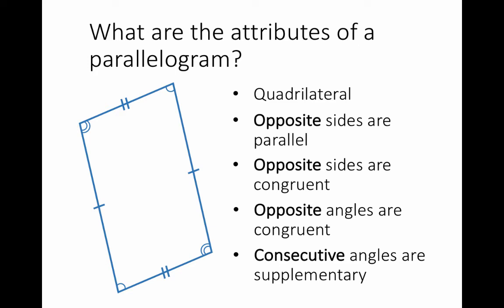So a parallelogram has many interesting attributes. Because a parallelogram is a quadrilateral with parallel and congruent opposite sides, its opposite angles must also be congruent and its consecutive angles must be supplementary. These are more geometric relationships that you will learn how to prove in future geometry classes.